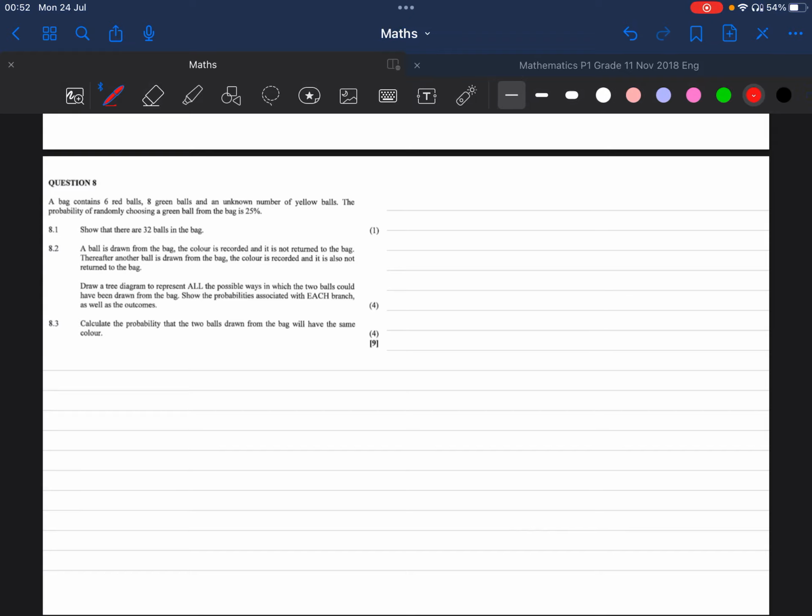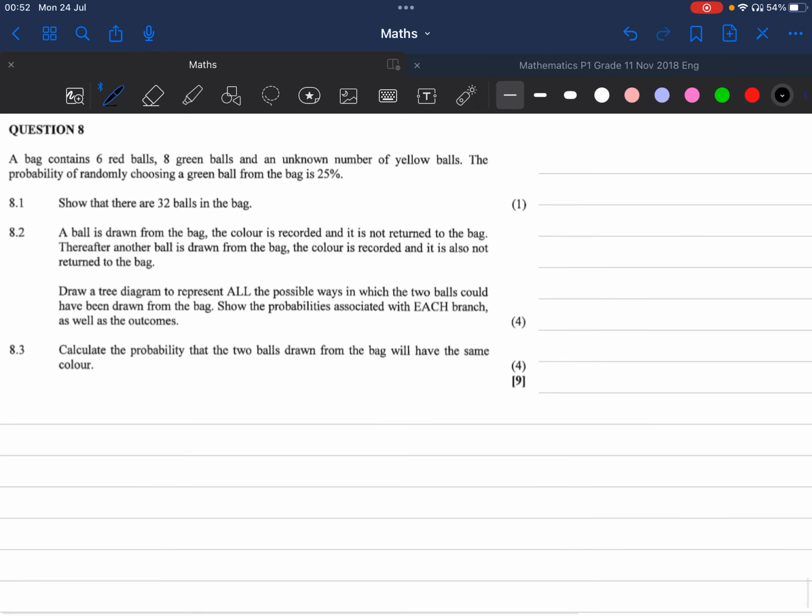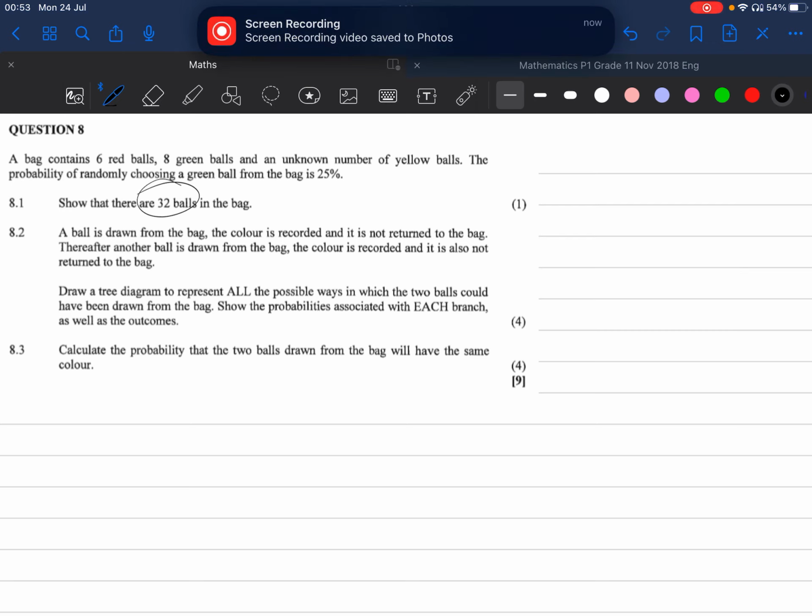Let's now look at question 8. So this is now probability, right? Let's read the question, see what it says. A bag contains 6 red balls, 8 green balls, and an unknown number of yellow balls. The probability of randomly choosing a green ball from the bag is 25%. Show that there are 32 balls in the bag.